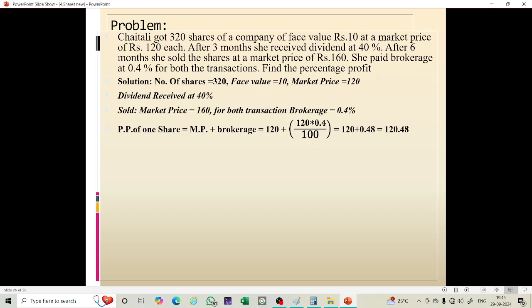By using the previous formula we get 120.48. This is the purchase price of one share. After this we have to find the number of shares, which they have already given. So by using the purchase price of one share and the number of shares, we have to find the total investment. So total investment is equal to 120.48 into 320.